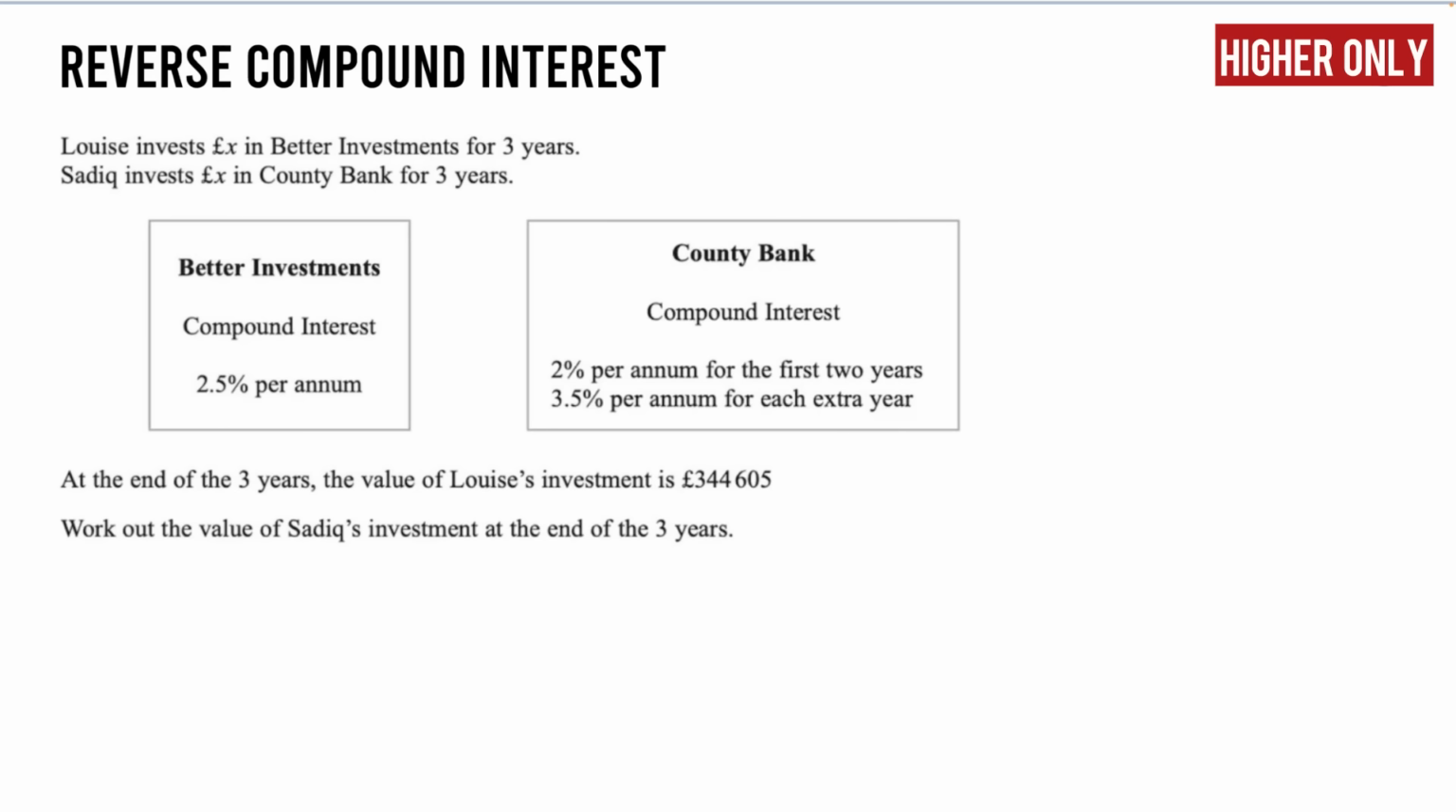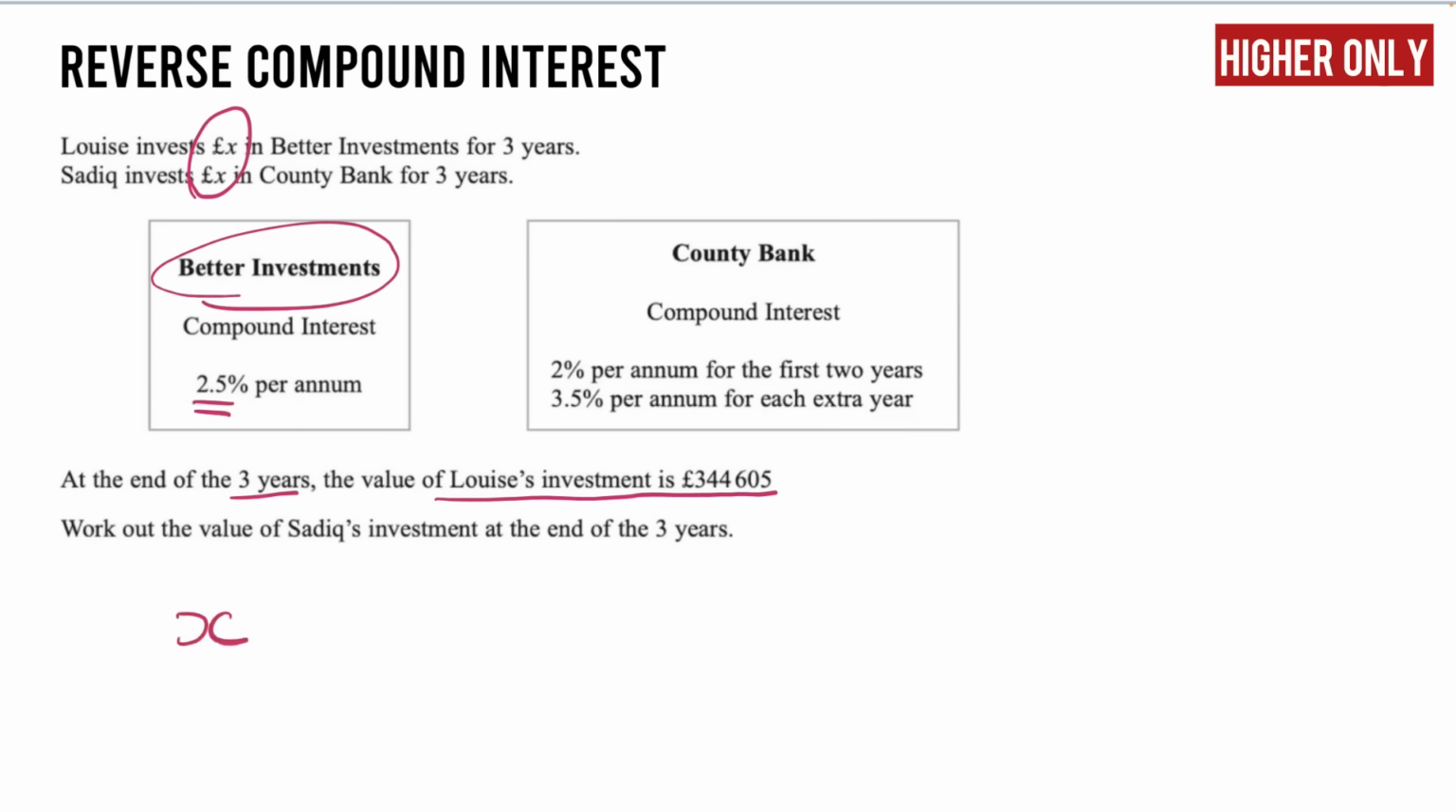So be really careful with compound interest when we sometimes have these reverse compound interests. We can either be asked to find the actual percentage or asked to find the amount at the start. This particular one, we are looking at the number at the start, as it says that these people invested X amount of money. But it does tell us at the end of the 3 years, Louise's investment was worth $344,605.